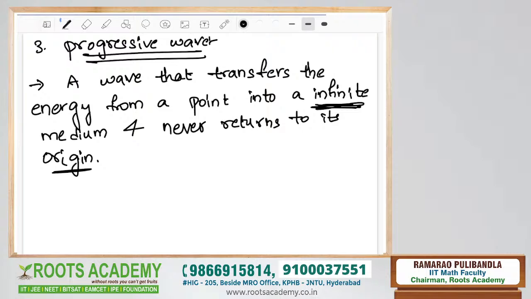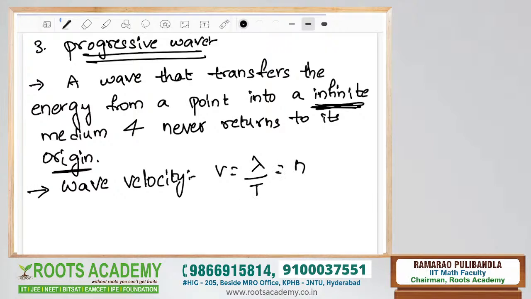And here, the distance traveled by the wave in 1 second is known as wave velocity. So the wave velocity equation could be defined as wave velocity v equals lambda divided by T. This could also be n lambda. So this is the wave velocity, where lambda is the wavelength and T is the time period. And with this we can define the wave velocity.